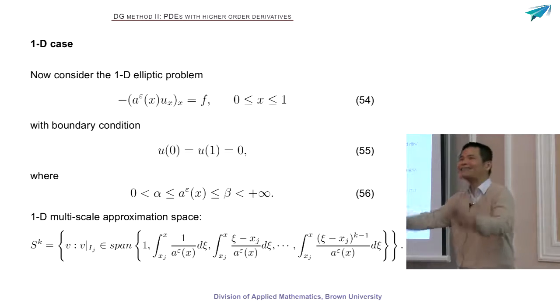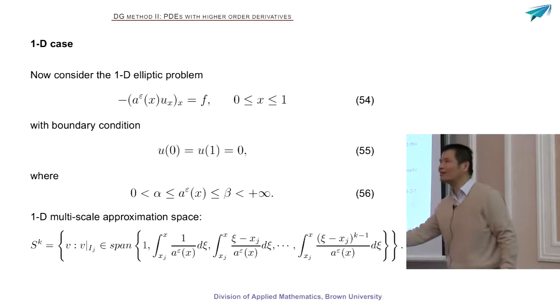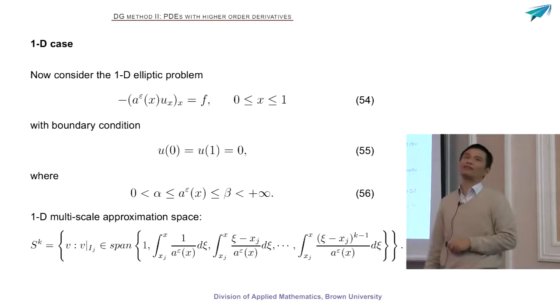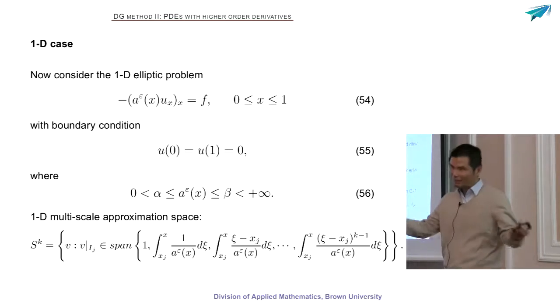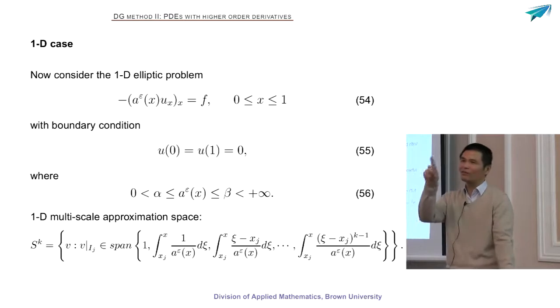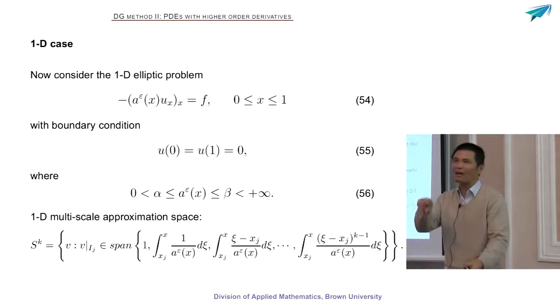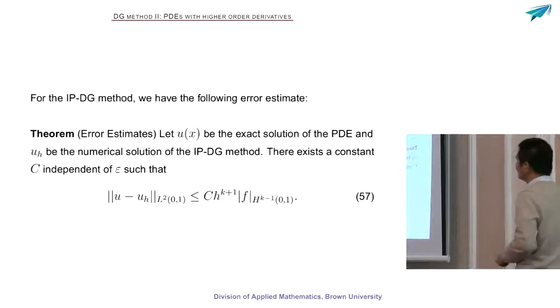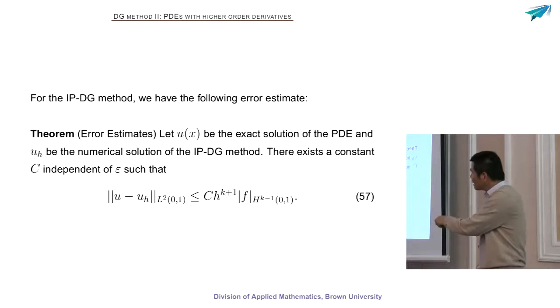So you see, it's a DG method, but instead of using polynomials, I use these guys. So I write my solution UH as a linear combination of these guys, and I solve for the coefficients. So it's completely the same as before. It's a DG formulation, but instead of those phi k's being polynomials, now the phi k's are these guys. That's all the difference. Okay, then you can prove this kind of typical error estimates.